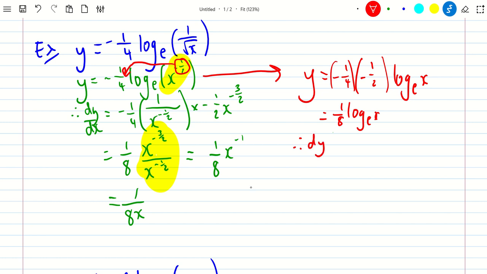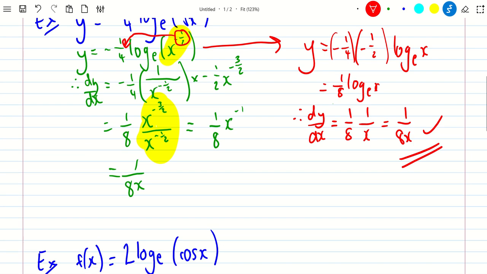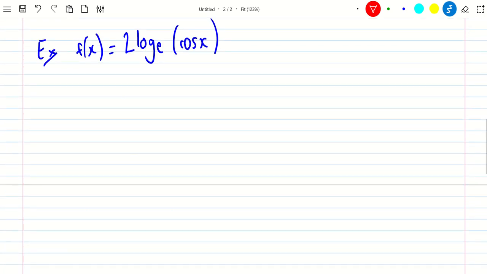Now it's really easy to find the derivative of that. That's just 1/8. The derivative of log e x is 1 over x, so that's just 1 over 8x. Okay, so that's just a nice little shortcut there. If you remember that log law, makes your life a little bit easy. You don't have to do as many horrible fractional sort of things. So that's a good little example there.